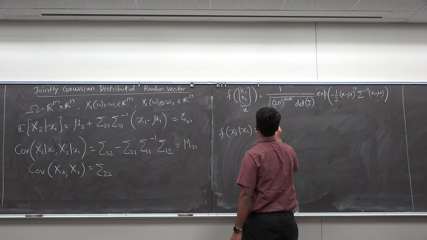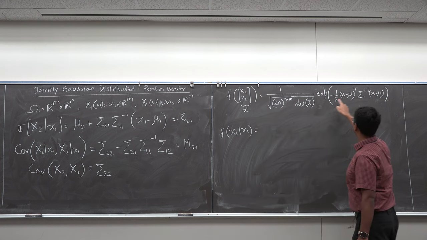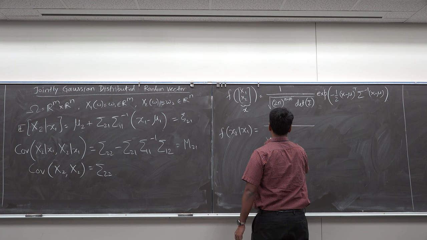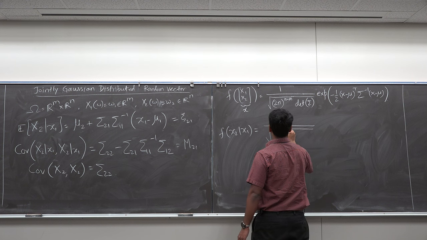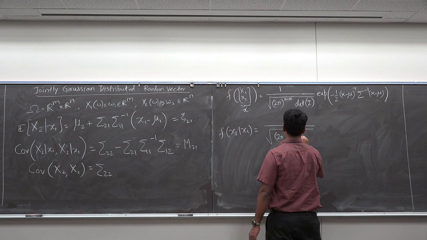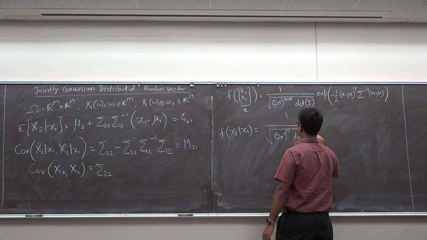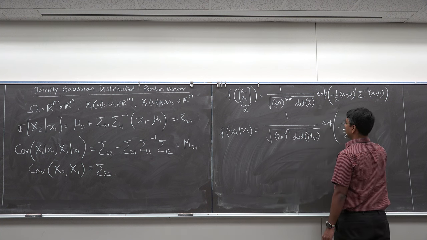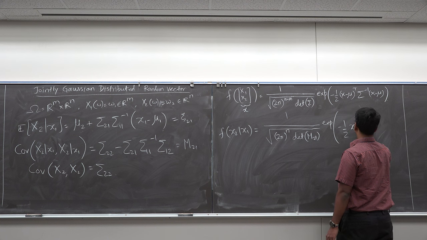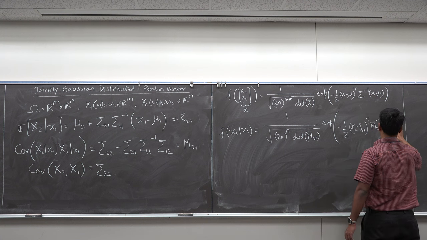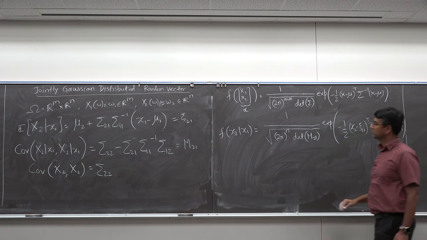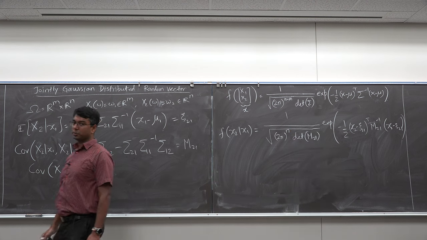Okay, so this is given by, remember, I just have to substitute the sigma and mu here with the updated mean and the updated covariance. So that is 1 over square root of 2 pi raised to n, determinant M21, exponential minus half (x2 minus c21) transpose M21 inverse (x2 minus c21). That gives you the conditional probability distribution.